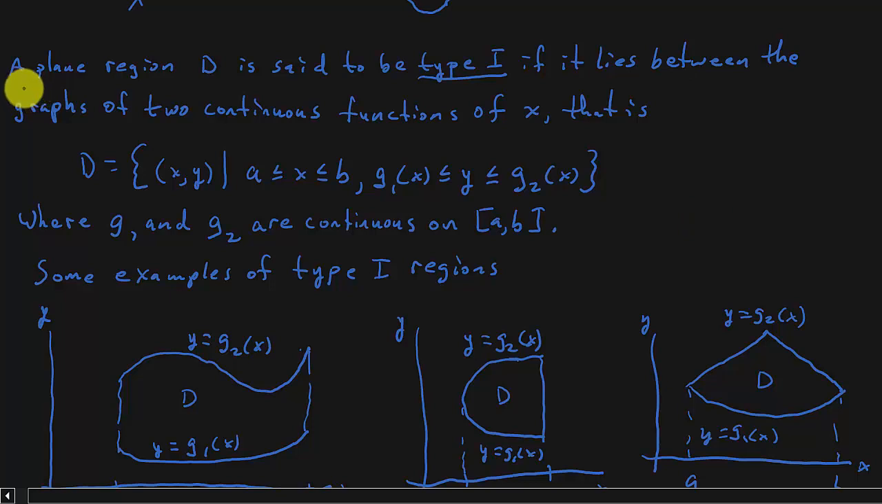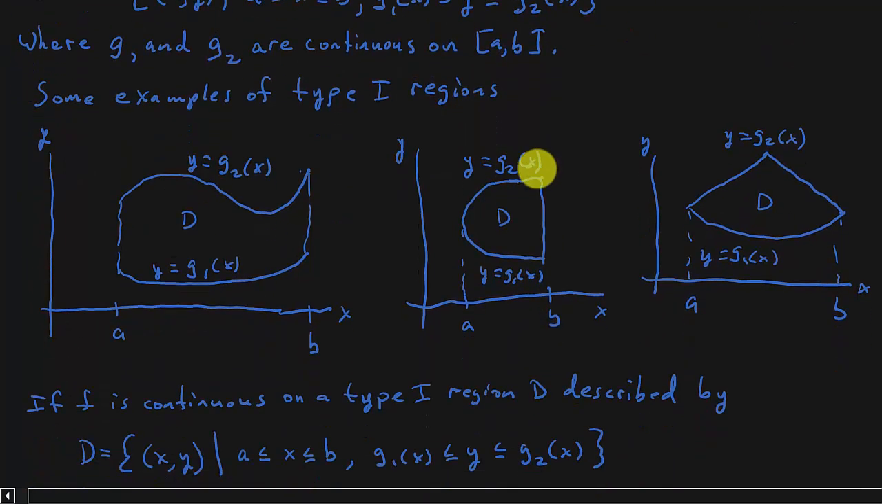All right, so we have a plane region D is said to be type 1, so we'll have type 1 and type 2 regions. I'll explain the difference. A plane region D is said to be type 1 if it lies between the graphs of two continuous functions of x, that is, the set of all (x, y) such that x is between a and b and y is between g1 of x and g2 of x. So y will be between two functions, where g1 and g2 are continuous on [a, b].